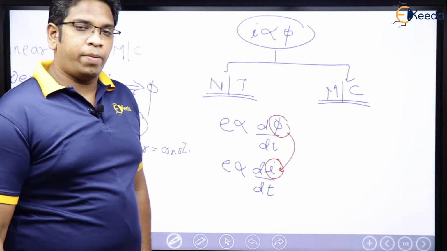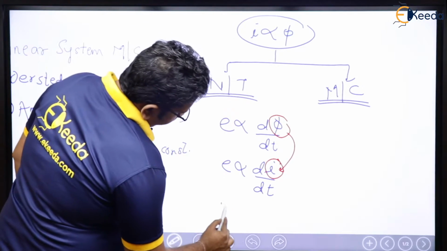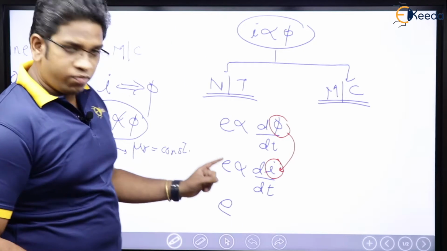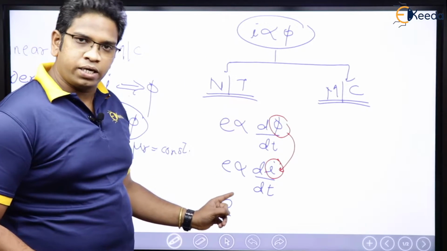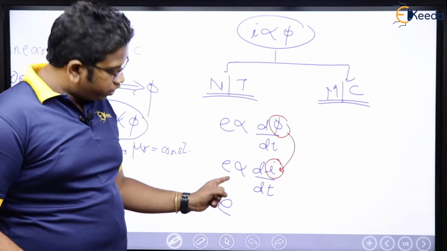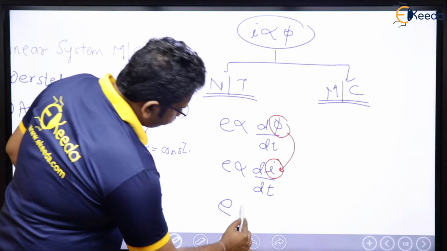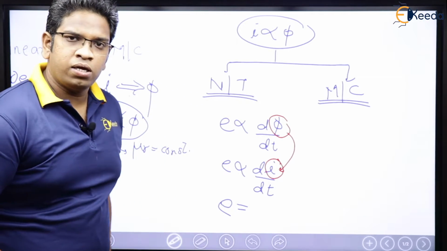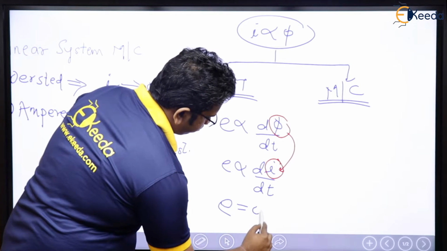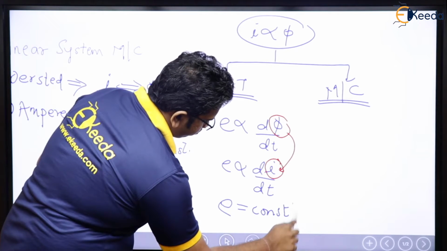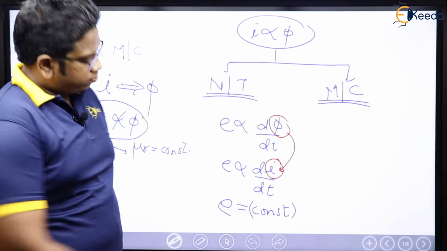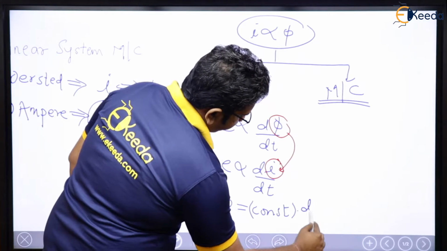E proportional to di by dt, let me write it. Now we know that if we want to remove this proportionality sign, what are we supposed to do? We are going to replace it by equal to and a constant, and then the same thing will be repeated.